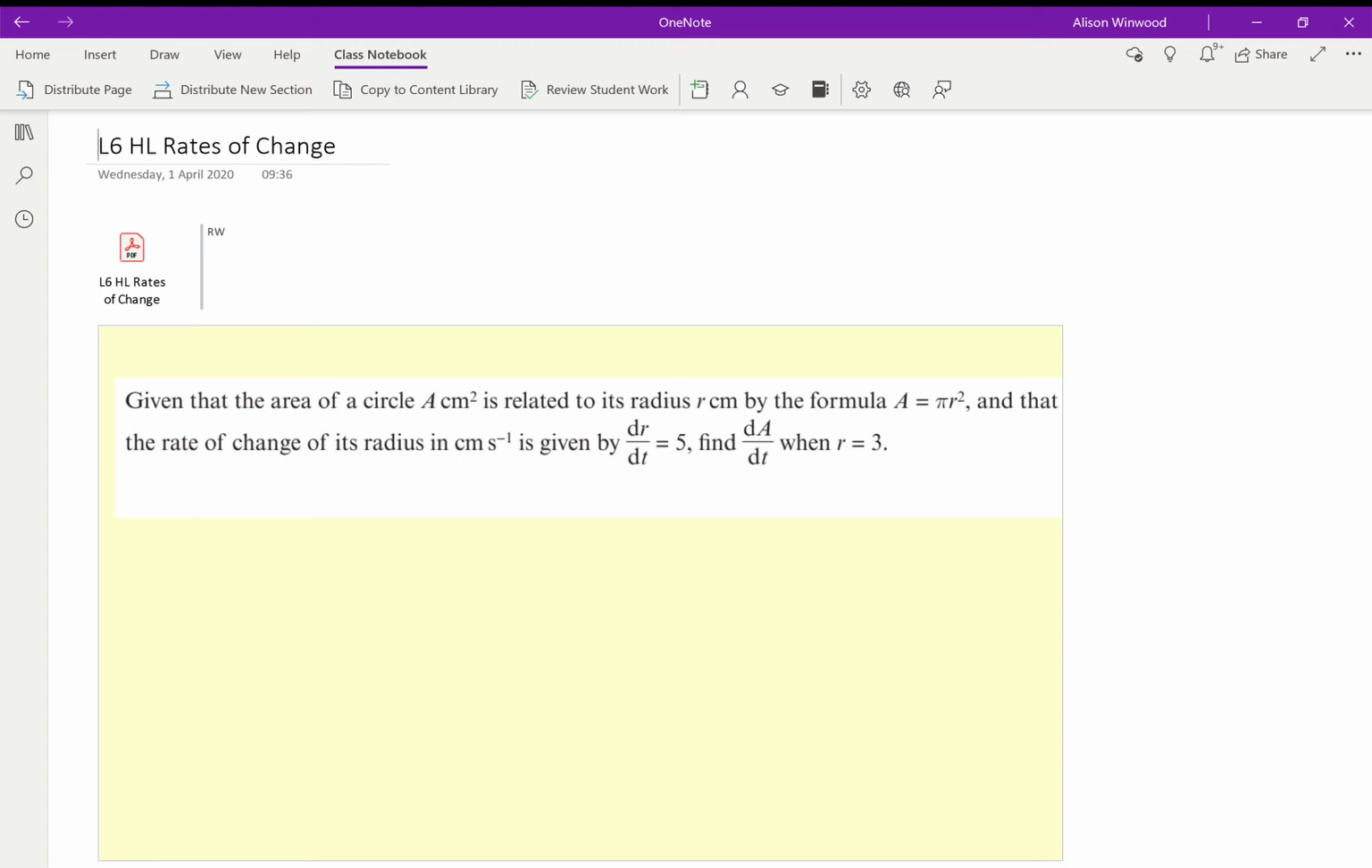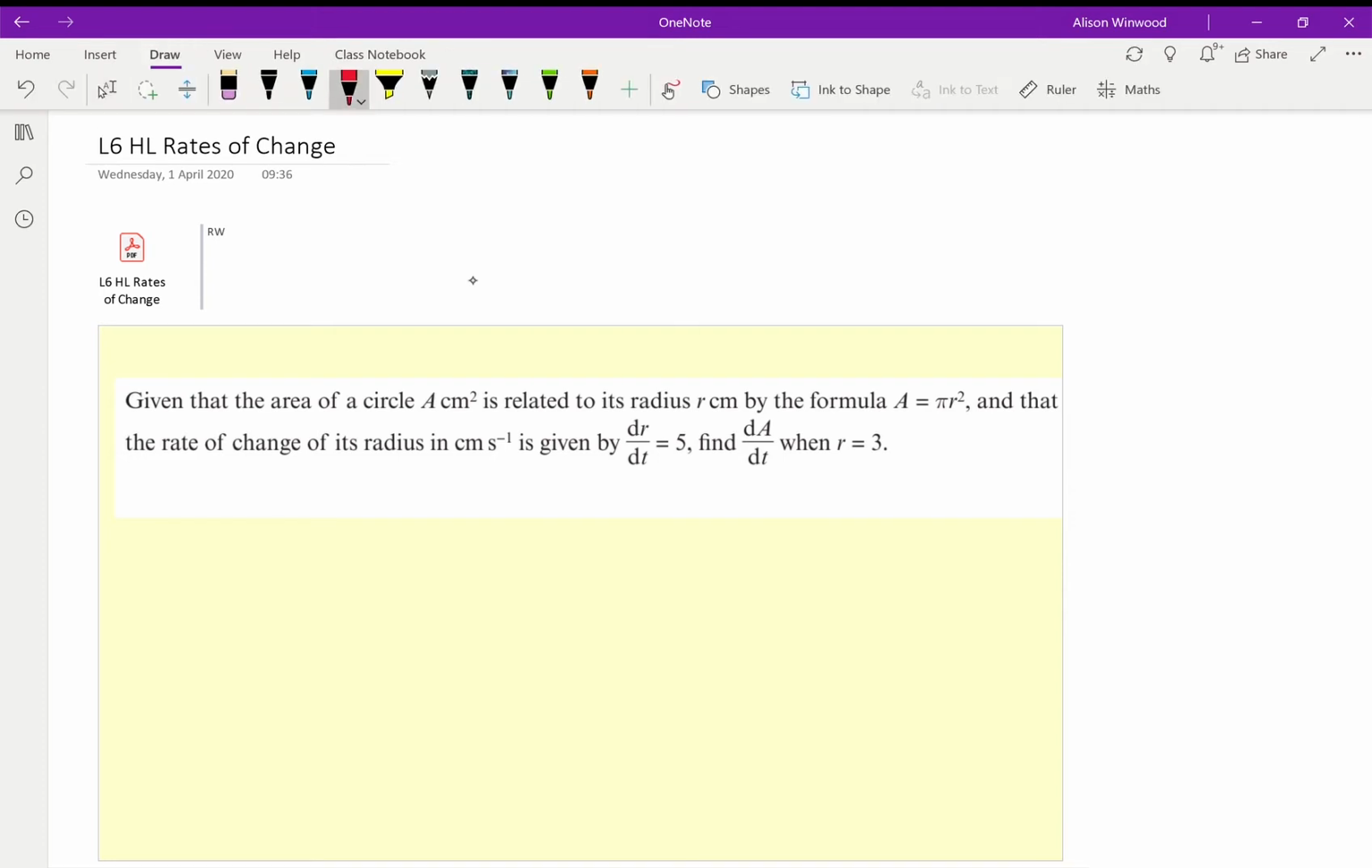A rate of change is always with reference to time. So it's always what you get when you differentiate with respect to time. So d by dt is always going to have dt on the bottom. And we're going to look at connected rates of change today, which is just a way of applying the chain rule.